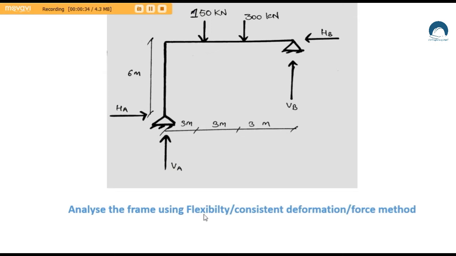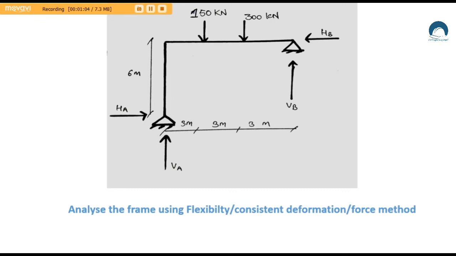Okay. In the given question, we have four unknown reactions, that is horizontal reaction at A, vertical reaction at A, horizontal reaction at B, and vertical reaction at B, if this is support A and this is support B respectively. Here are four unknown reactions, but we have only three static equilibrium equations. So the degree of indeterminacy for this structure is equal to 1.